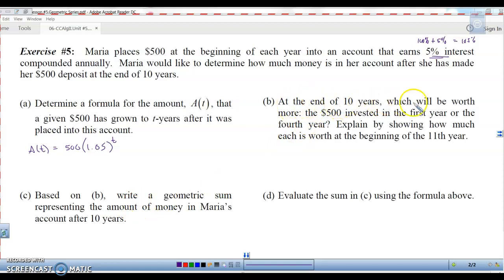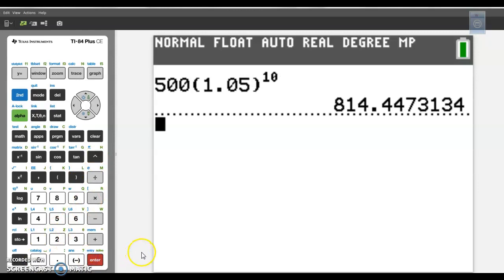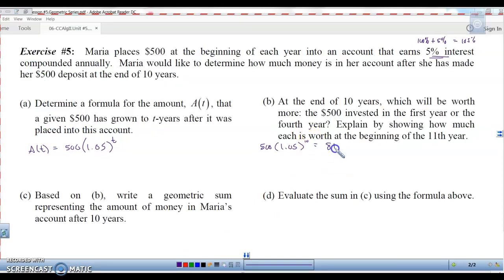Okay, so at the end of 10 years, which will be worth more? The $500 invested in the first year, or if you invested $500 in the fourth year. So let's see how much is worth beginning of the 11th year. All right, so let's say that she's deposited after 10 years. So that would be 500 times 1.05 to the 10th. Okay, so if I grab my calculator, 500 times 1.05 raised to the 10th power. All right, she would have approximately $814.45. Okay, so this is if she invested at the first year.